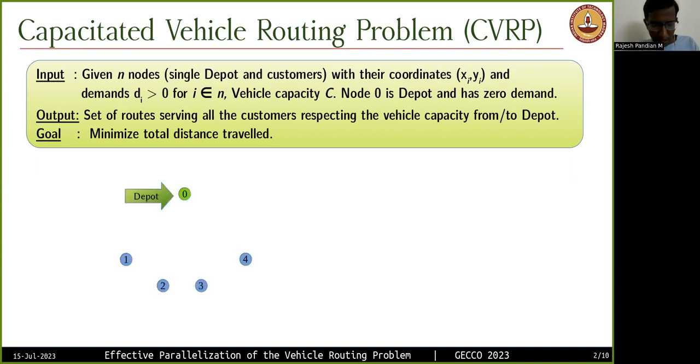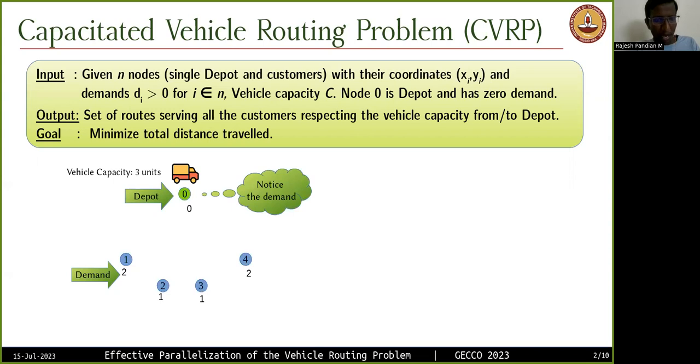Notice that node 0 is a depot and customers are numbered from 1 to 4 in blue. The demands are mentioned just below the nodes. And the vehicle has a capacity of 3 units, which means it cannot carry more than 3 units of demand per trip. Notice the demand for the depot is 0. So what is a sample solution for this example? One possible solution is the following.